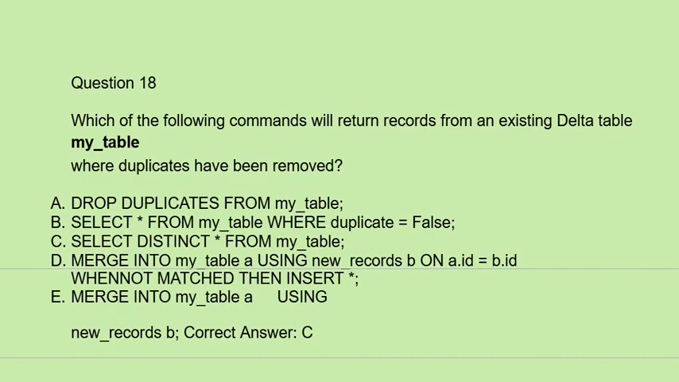Question is, which of the following commands will return records from an existing delta table my_table where duplicates have been removed? Please see the options. Correct answer is option C.